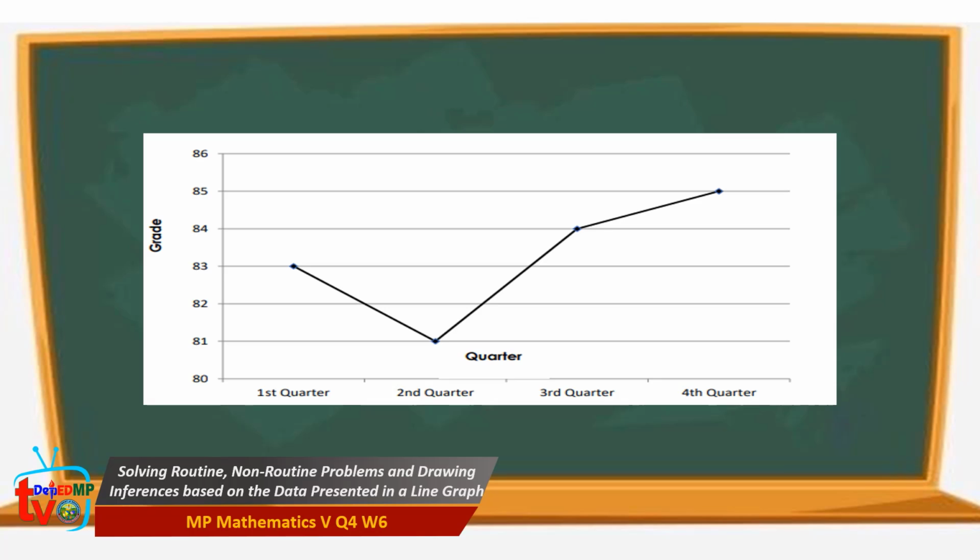Let us look at the graph that describes Ella's grades in math in the different quarters. Ella's grade on the first quarter is 83%. On the second quarter, 81%. Third quarter, 84%. And fourth quarter, 85%.